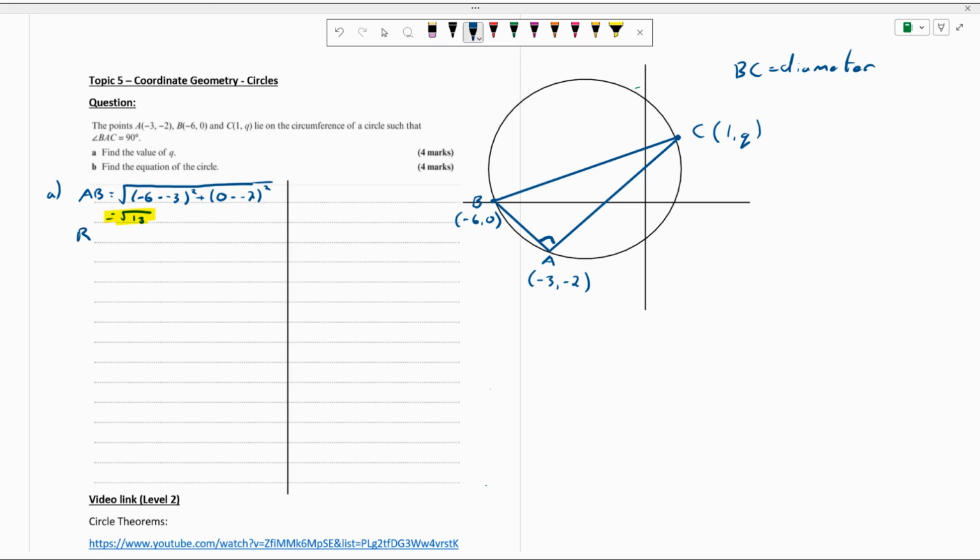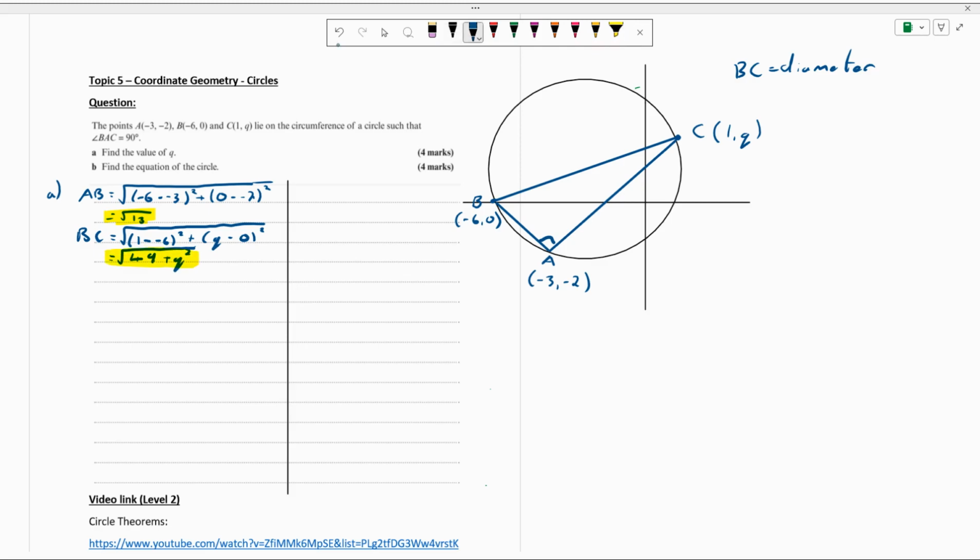Next one I'm going to do is going to be BC, which is going to be, if I put my big roots in place, there we go. So I've got 1 minus -6 squared, and then I've got Q plus Q minus 0 squared. Okay, now I'm going to simplify this as much as I can. So 1 minus -6 is 7, square it gives me 49, plus Q squared, and I've still got that square rooted. Okay, I can't square root them both, that's not how it works. I've got to leave the root on it.